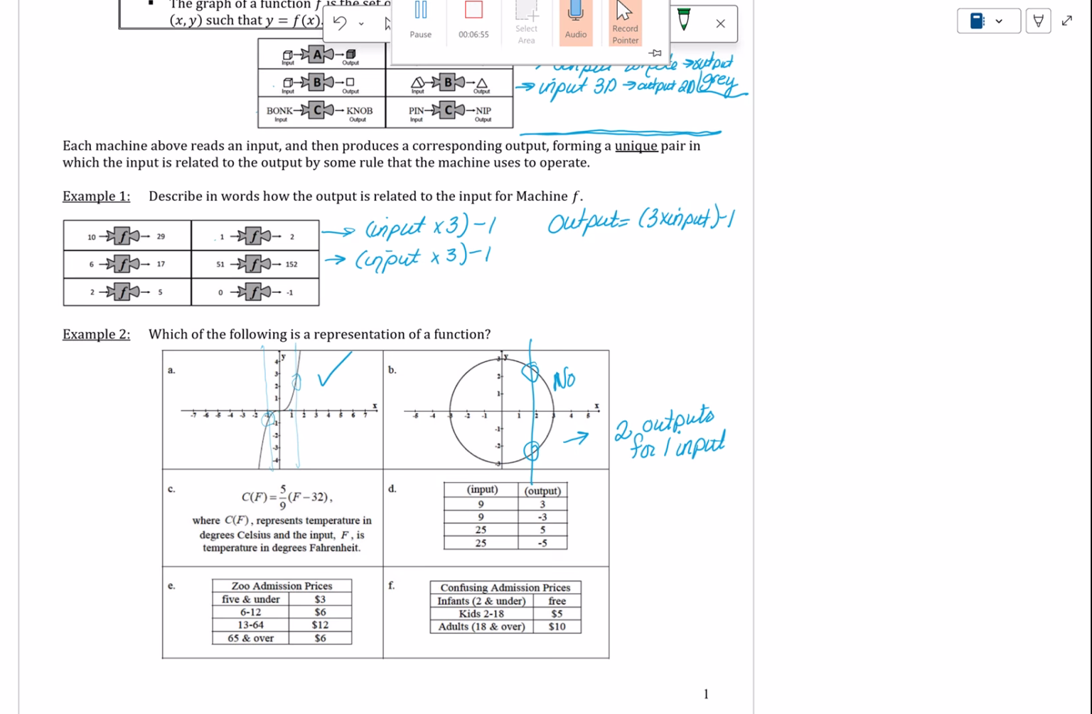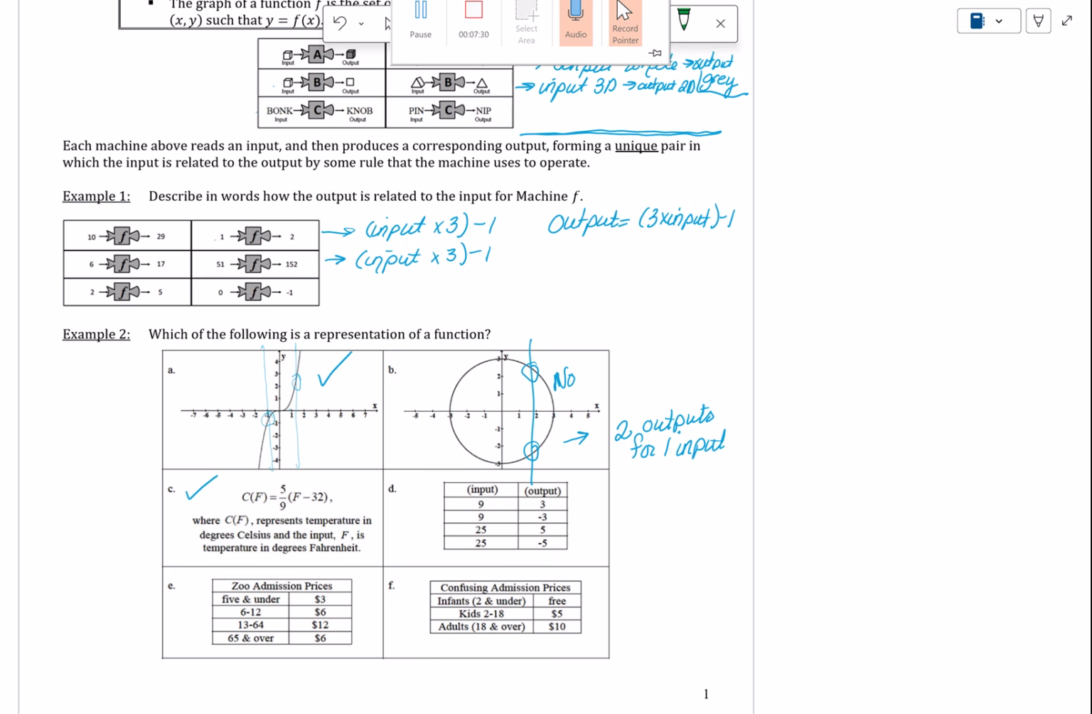Here we can think of our inputs as Fahrenheit, and we're switching over to Celsius. So it's just another way we represent functions, by an equation. Anytime I put in a Fahrenheit degree, I'm going to get an output of the temperature in Celsius. So this would be a function because every time I put in the input of, like, 5, we would get the same Celsius degrees. So each input has exactly 1 output. So that is a function.